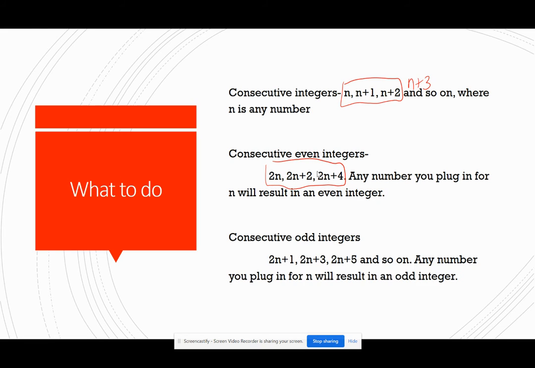Then we have our consecutive odd integers. That's 2n plus 1, 2n plus 3, 2n plus 5. So we take our 2n, we add 1 to it. Then we add 3, add 5. So it's all the odds in a row, and you can test this out by plugging in n as 1. We would get 3. For the next one, with n as 1, we would get 5. With n as 1, we get 7. 3, 5, and 7 are consecutive odd integers.